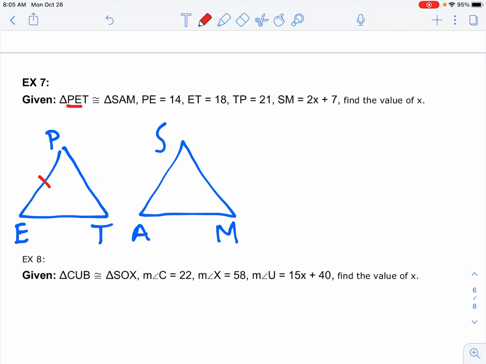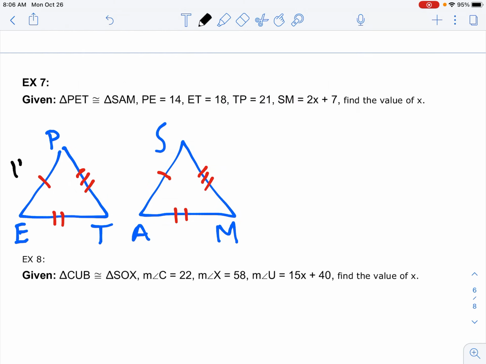So PE is the first two letters, SA are the first two, they get a tick mark. Let's slide over. ET goes with AM. Well, let's mark our picture. We're dealing with sides. P and T would go with S and M, so 1, 2, 3, 1, 2, 3. All right, so again, this picture is dealing with sides, so I'm marking the congruent sides that go with it. Now let's label our picture.